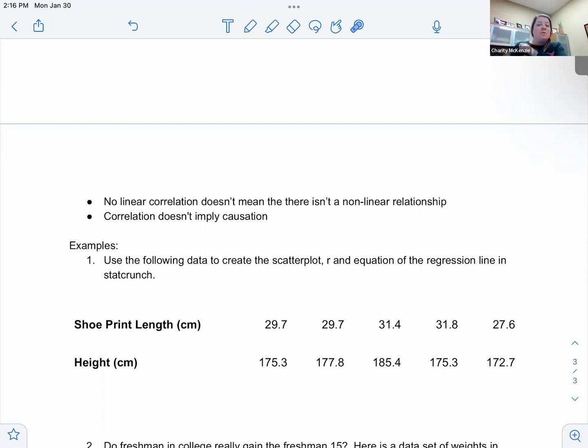So we cannot say they cause each other. And we can't say that there is no correlation. We just say no linear correlation because it could have a different one.